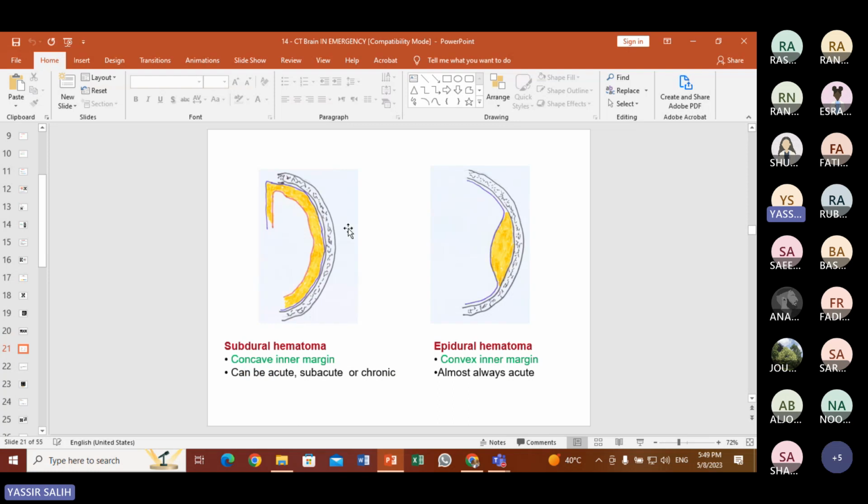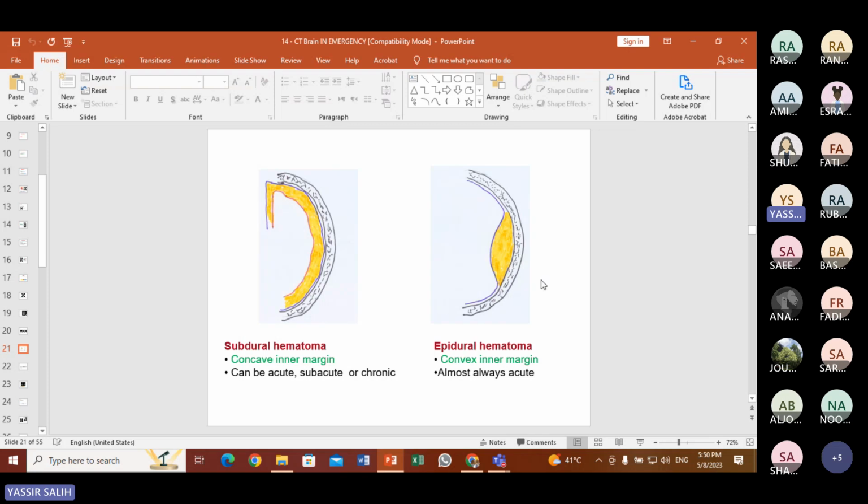This is a comparison between the subdural hematoma and epidural hematoma. Epidural is biconvex, lenticular in shape, and this one is a concave inner margin, crescentic in shape. The epidural is almost always acute, but the subdural could be acute, subacute or chronic. The epidural does not cross the suture line, but the subdural can cross the suture line.